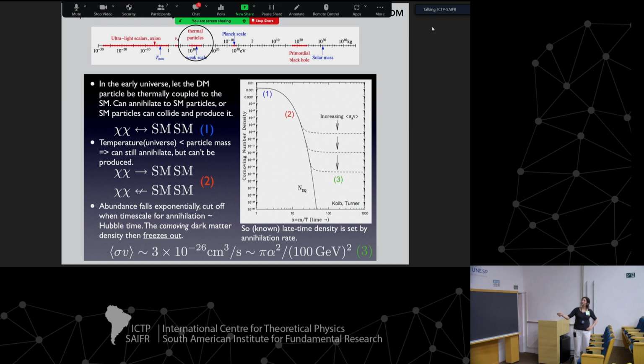And then at some point, their interactions become slow enough that they fall below the expansion rate of the universe. And basically, they stop interacting because their abundance is so low, they cannot find each other anymore in the expanding universe. And at that point, they do not self-annihilate, and their abundance is frozen in. Okay, so this is the general idea.